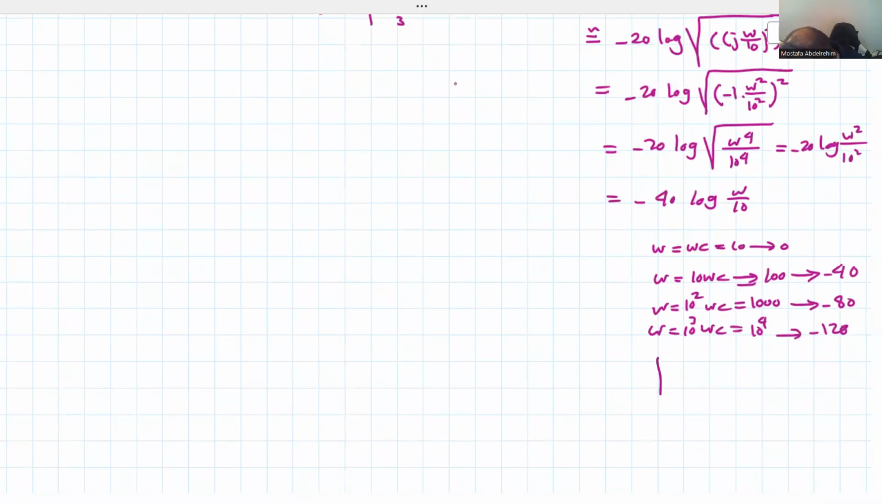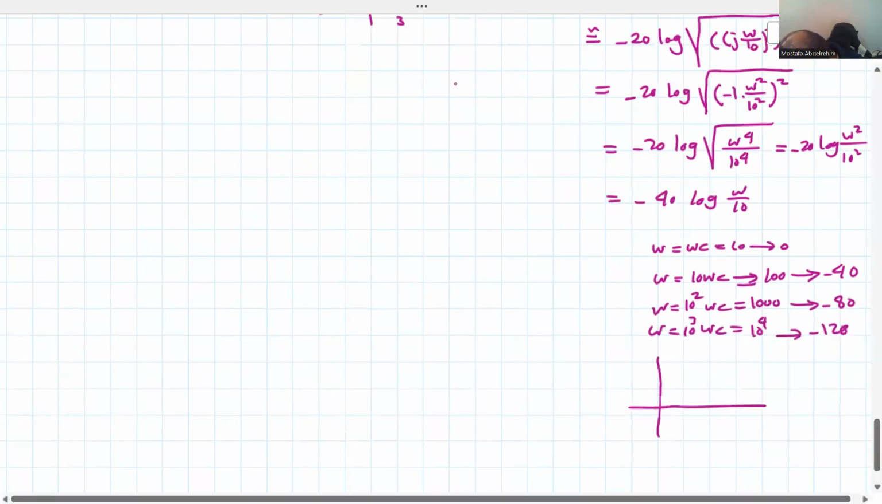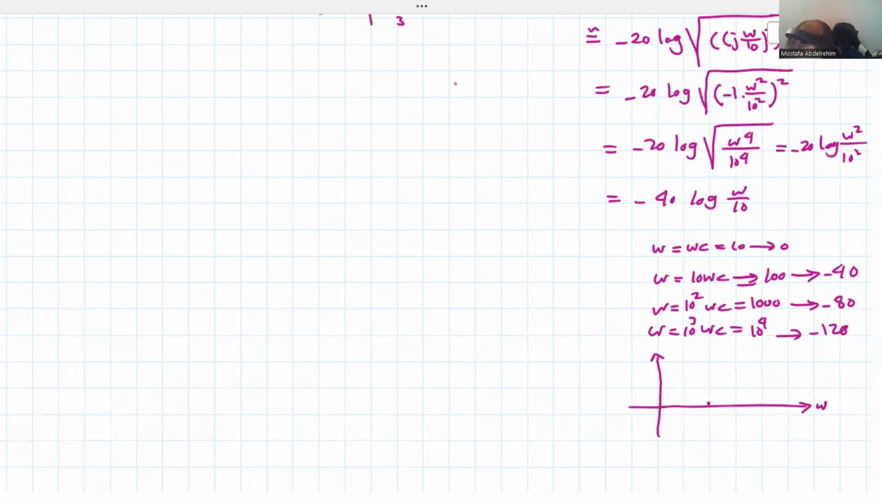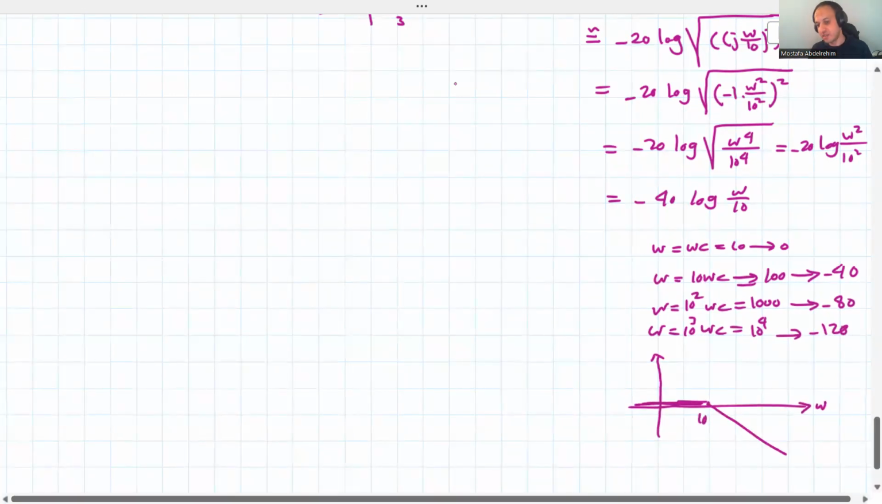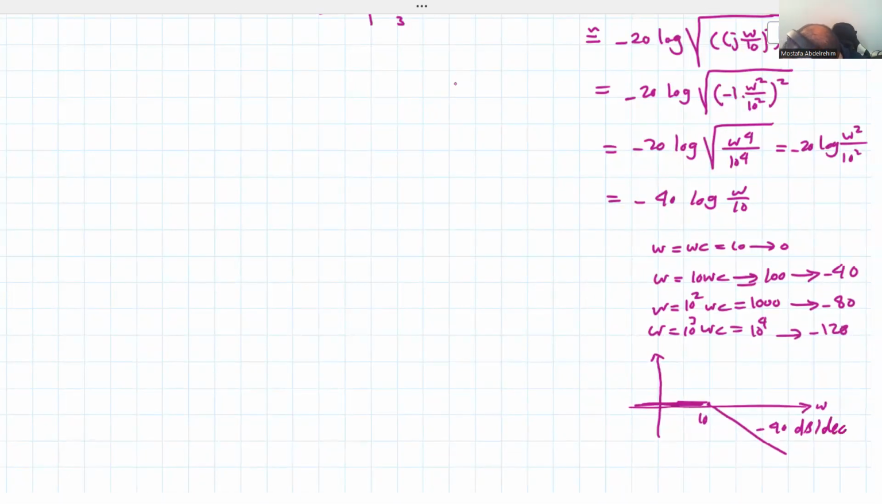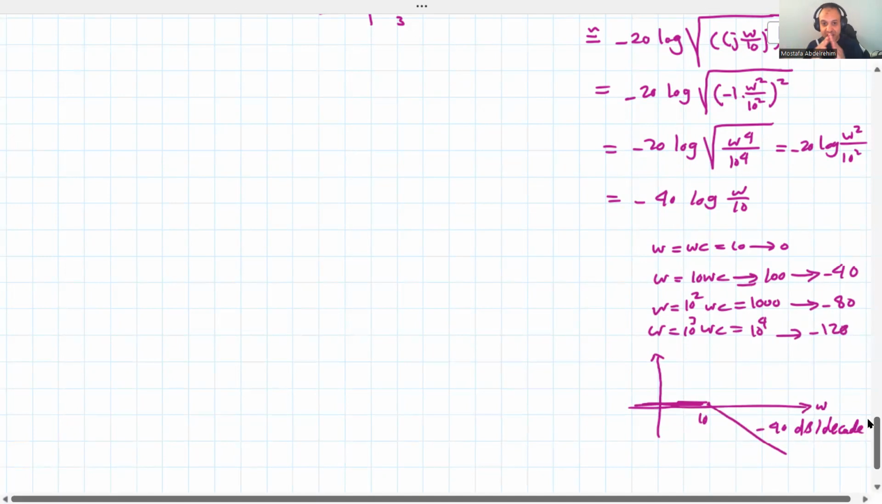Let's draw it. At omega, before omega c, which is 10, it's 0. Then after 10, it will be going down like that. Okay? And that's minus 40 decibels per decade. So we're going to have 3 straight lines. We're going to add them together. Okay?